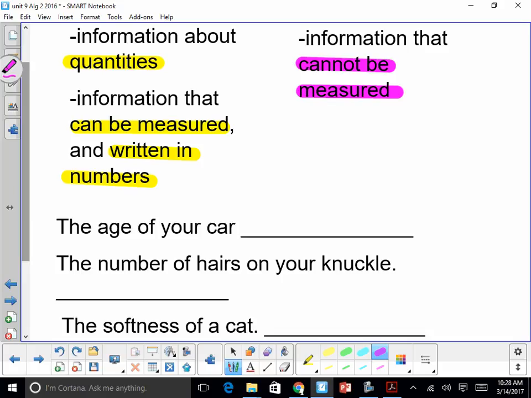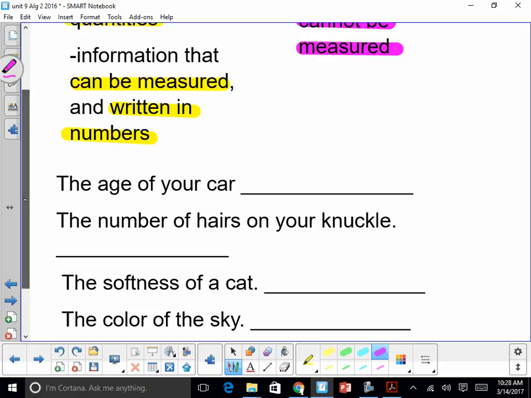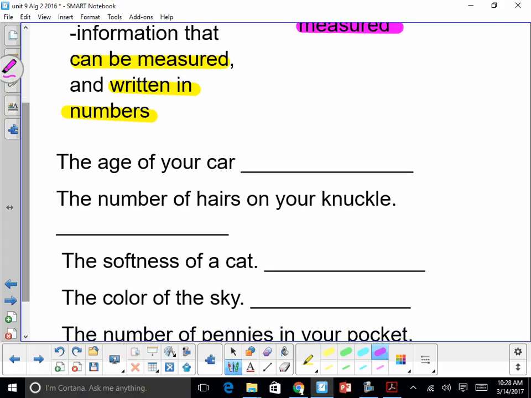And again, the word is long, so if you want to put a QUAN or QUAL, that would be easy. The next one, the number of hairs on your knuckle, quantitative or qualitative? Oh, there's a number for that one too. All right, the softness of a cat. Is it quantitative or qualitative? A number, or it can't be written as a number?